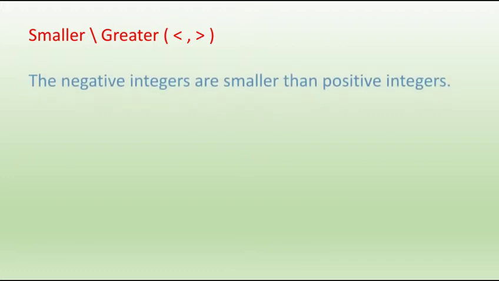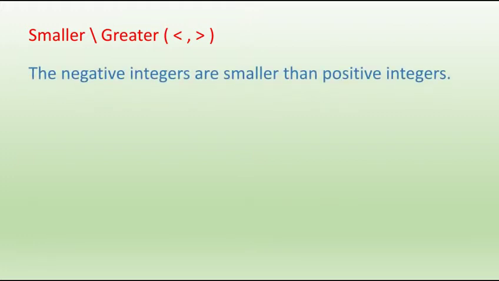Now let's see the greater and smaller integers. The negative integers are smaller than positive integers. For example, 2 is greater than -2. Here you cannot see the positive sign. If there is no sign with any integer, it means it has a positive sign. Just like -3 is smaller than +3 or 3.